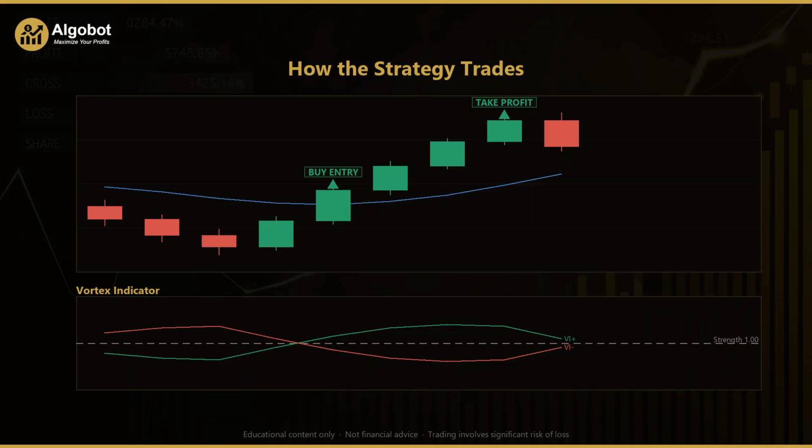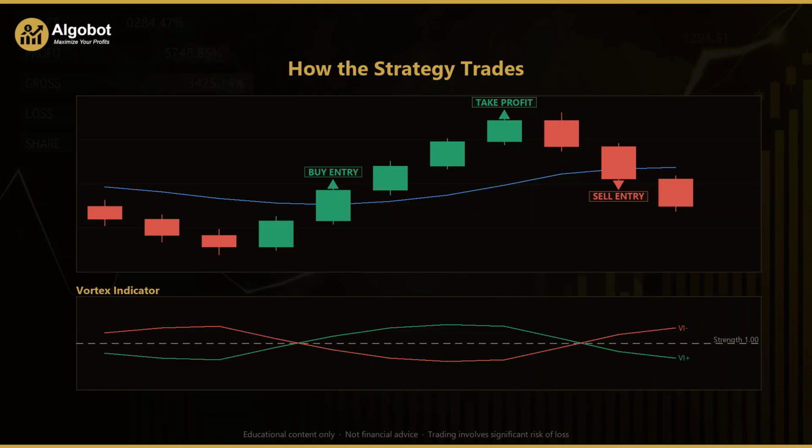Now watch the right side of the chart, where the picture flips. Price puts in a peak and stalls. The next candles turn lower and start to break down through the moving average. In the subpanel, VI- rises sharply and crosses above VI+, clearing the 1.00 strength level on the way. And as those candles close, price is now trading below the moving average. Once again, all three conditions agree, this time on the short side, and the sell entry marker appears.